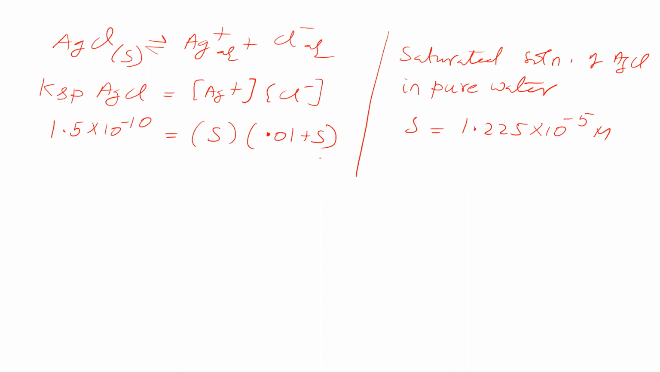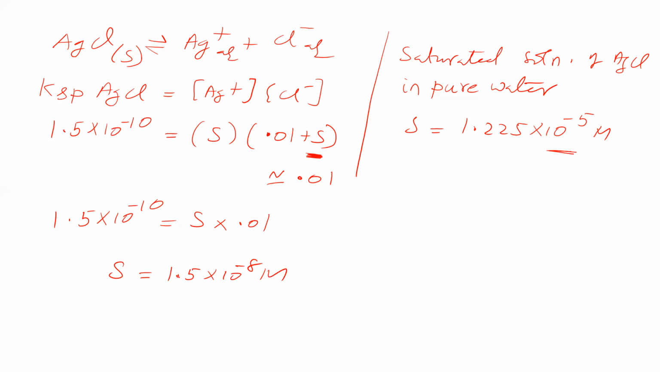Therefore, this S, the solubility of AgCl, is less than 10 power minus 5. So we can take the approximation that 0.01 plus S can be written as 0.01. Let us substitute this here. The solubility product is 1.5 into 10 power minus 10, equals S into 0.01. Therefore, the solubility of AgCl in 0.01 molar NaCl solution is 1.5 into 10 to the power of minus 8 molar. Okay, so this is the solubility value.